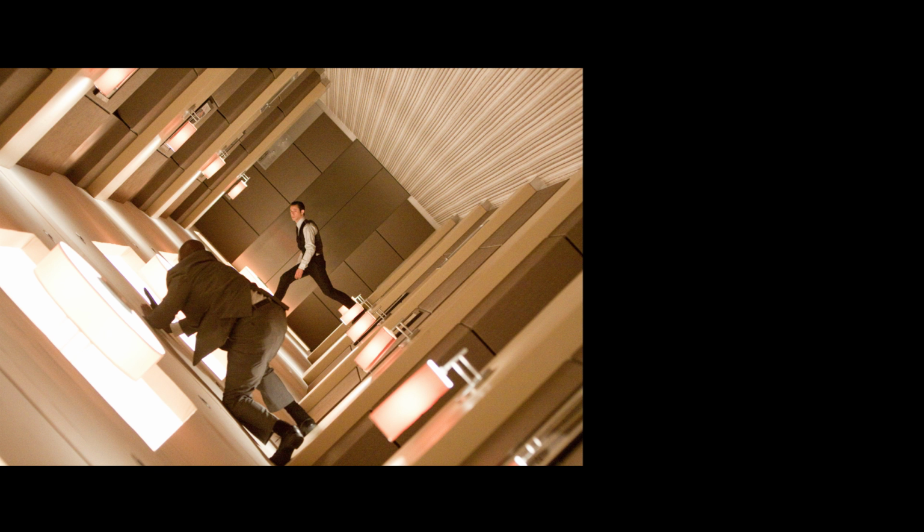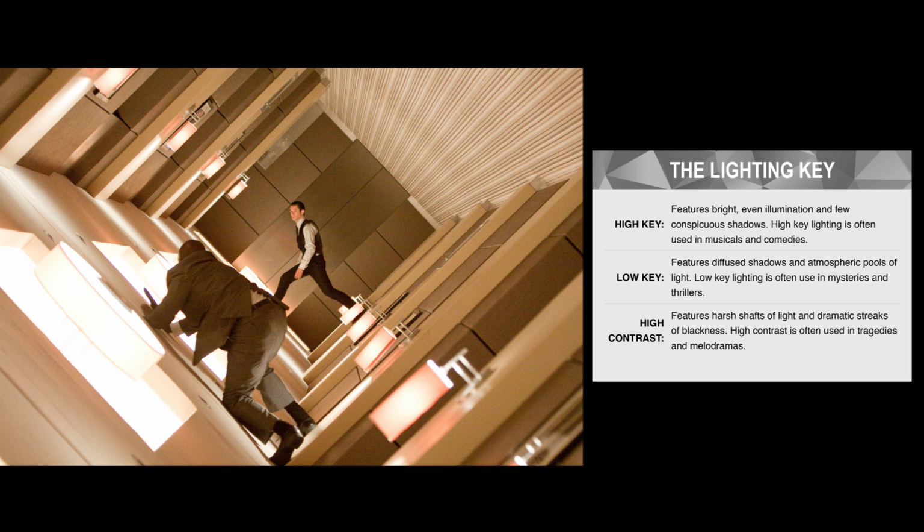All right, the next element, guys, that I want us to have a look at is the lighting key. That can be made up of high key, low key, and high contrast. They're the three options that we have. So a high key, there's lots of light filling out the space, the set. There's not many shadows, there's not many places to hide.